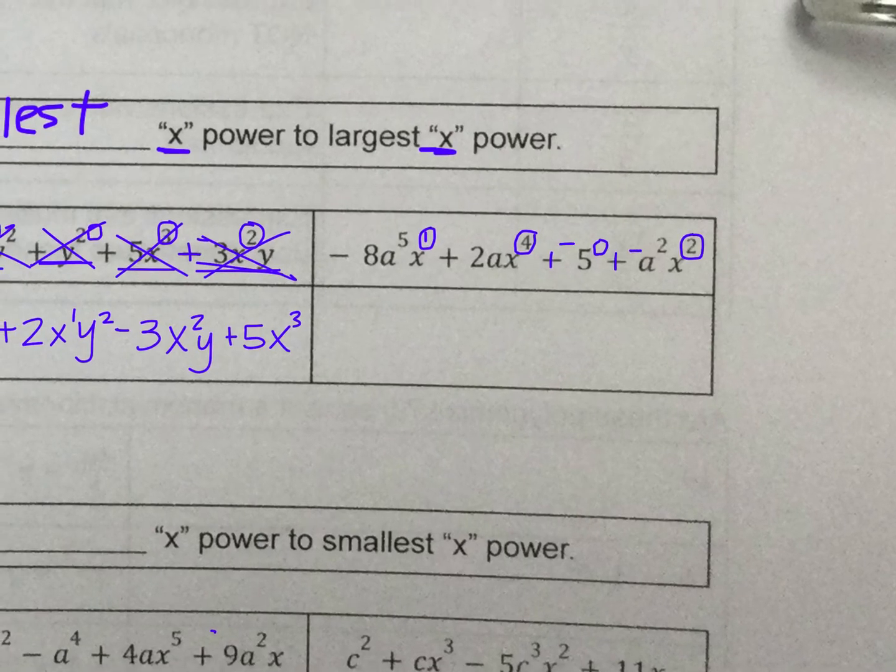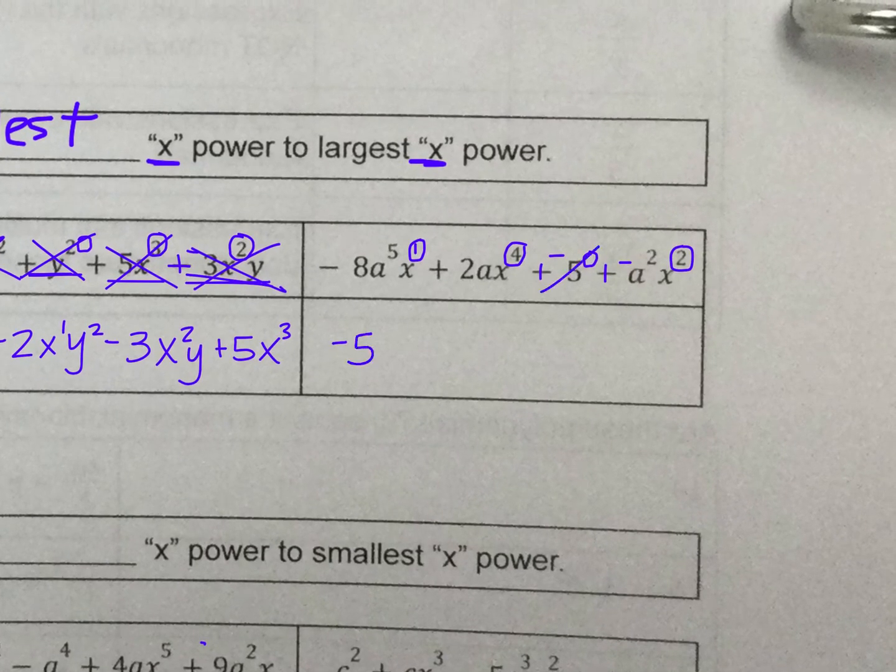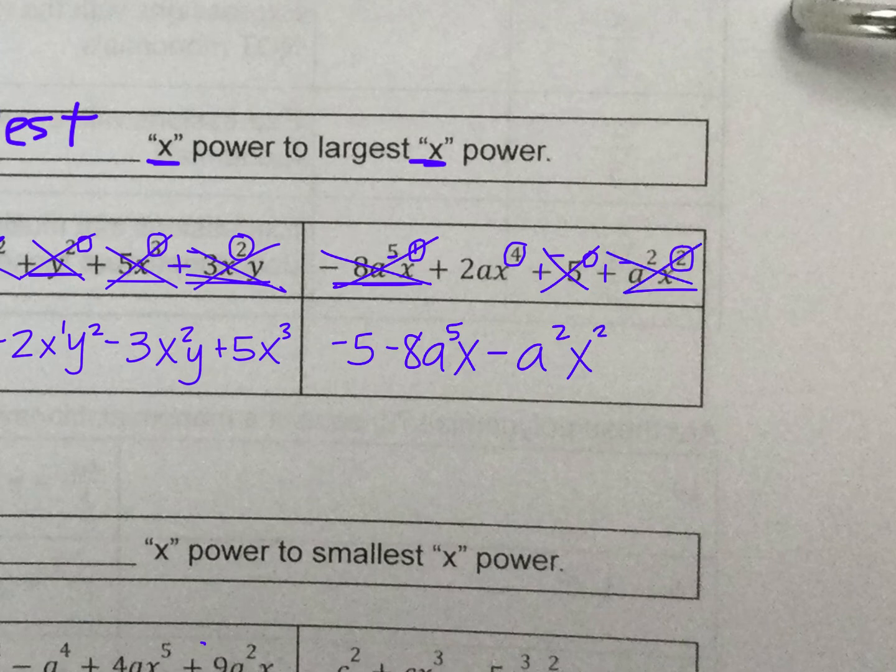But I need to know, it's a negative 5. So negative 5, 0. Then would come a 1. So negative 8a 5x. I don't care that that a is a 5 because all I care about is the x's. 2, minus a squared x squared. And the last is plus 2ax to the 4th.